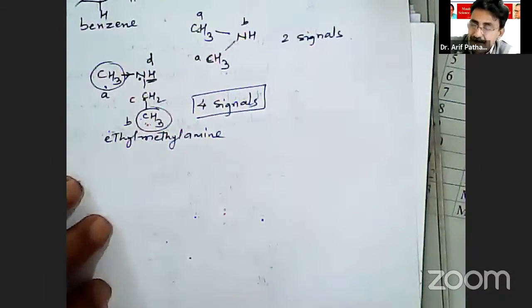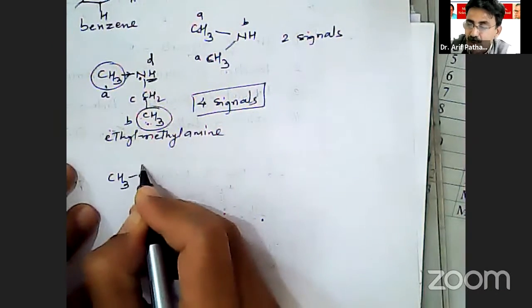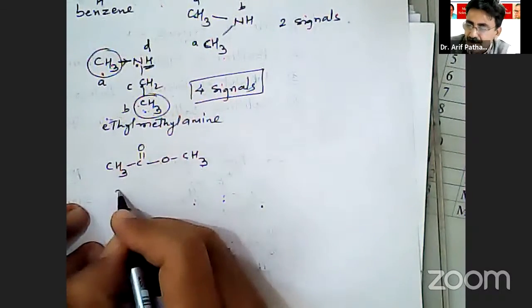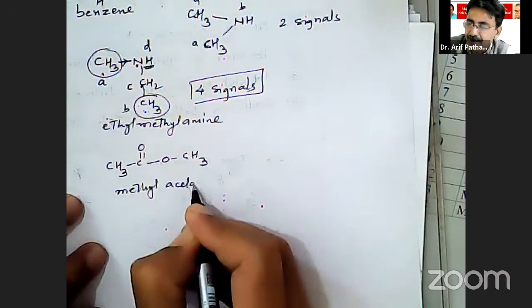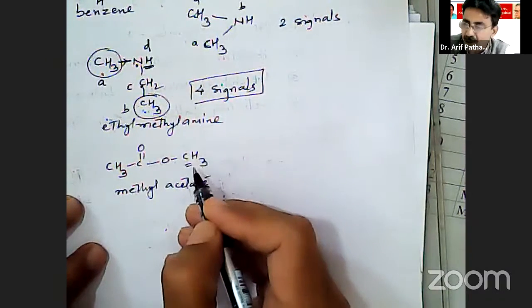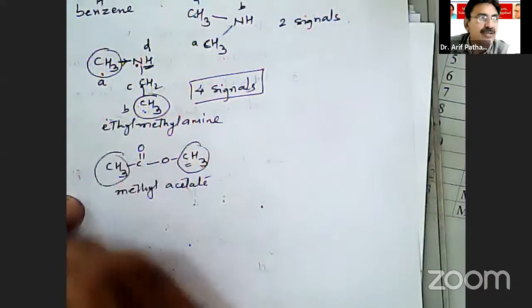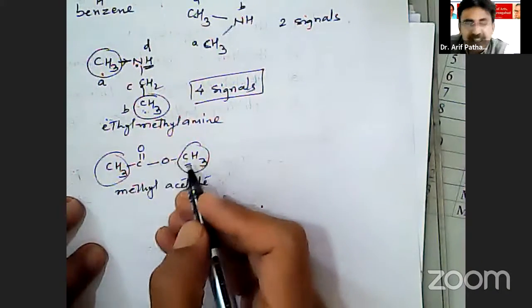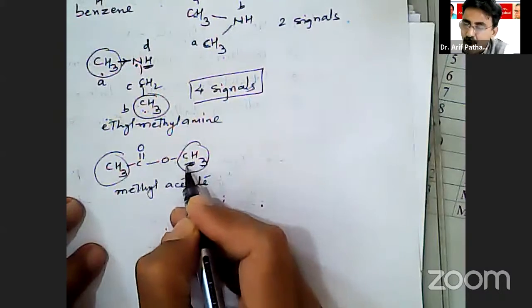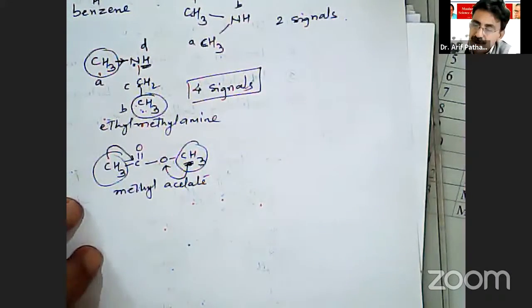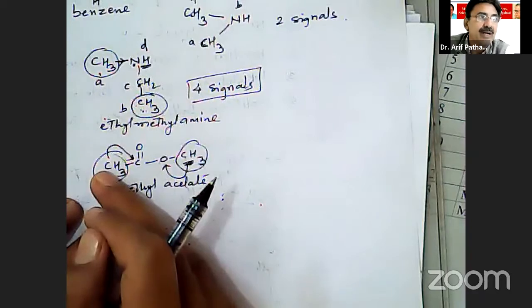Is it clear? Now let's take one more simple example. CH3, C, double bond, O, single bond, O, single bond, CH3. Methyl acetate. It looks similar because this is CH3 and this is also CH3. So the CH3 groups look similar, but they are not similar in terms of electron distribution. Why? Electron density will be different because this CH3 is attached to the more electronegative oxygen atom, while this CH3 is attached to the carbonyl carbon. So both CH3 groups have different electronic environments.